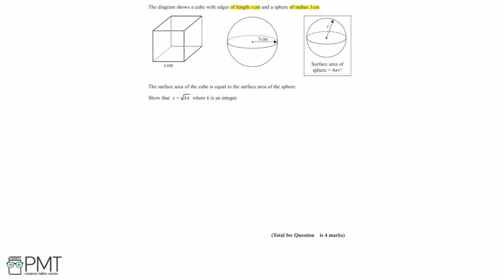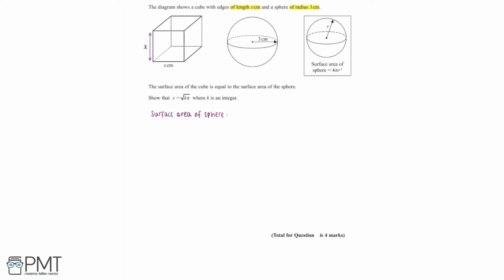Now the first thing that we need to acknowledge is that we're working with a cube. We have a length of x centimeters labelled as the base. Now we know that every length in a cube is equal, and so we can say that the height of the cube is also equal to x centimeters. Well, now that we've established the height of the cube, we can work out the surface area of the sphere.